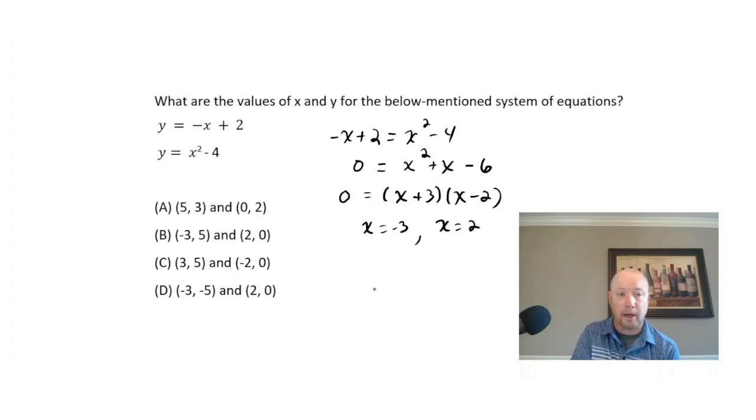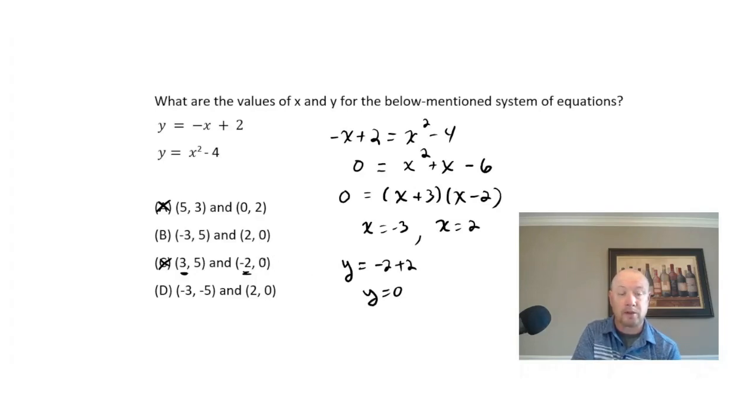If I look on here, I can eliminate choice C because that's x equal 3 and x equal negative 2, and choice A has 5 and 0 as the x values. So I need to figure out if the answer is B or D by finding the correct y value. I'm going to plug either one of these into the easiest equation to use. So if I plug in x equal 2 into the top equation, I would get y equals negative 2 plus 2, or y equals 0.